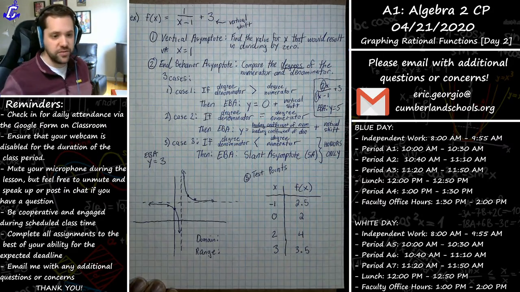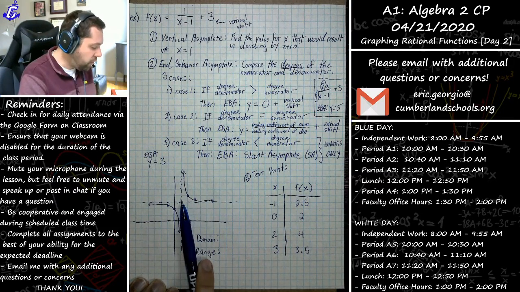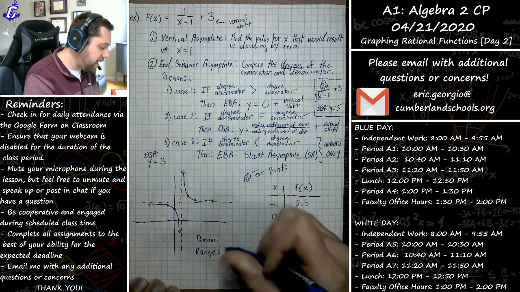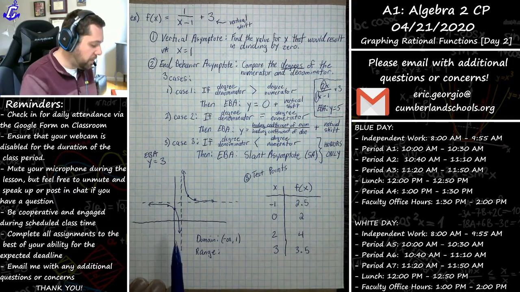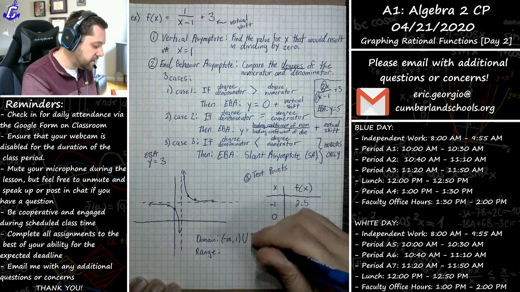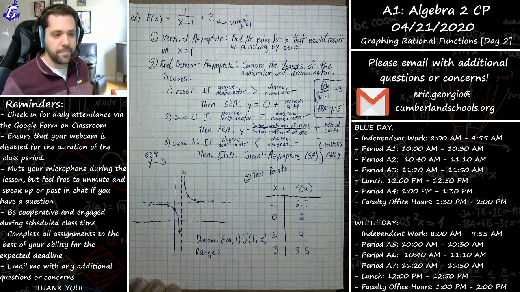That was bad news. We can't plug in 1. However, it then picks up right after 1 and goes to infinity. Yes? So you would write your domain as negative infinity to 1. That encompasses this curve over here. And then we use this union symbol that we've talked about before, 1 to infinity. Okay? Does that make sense, hopefully?